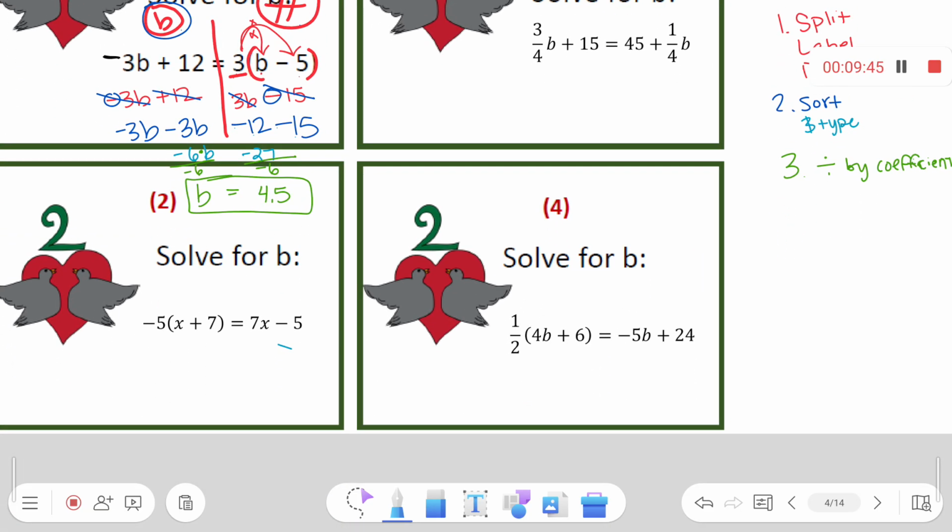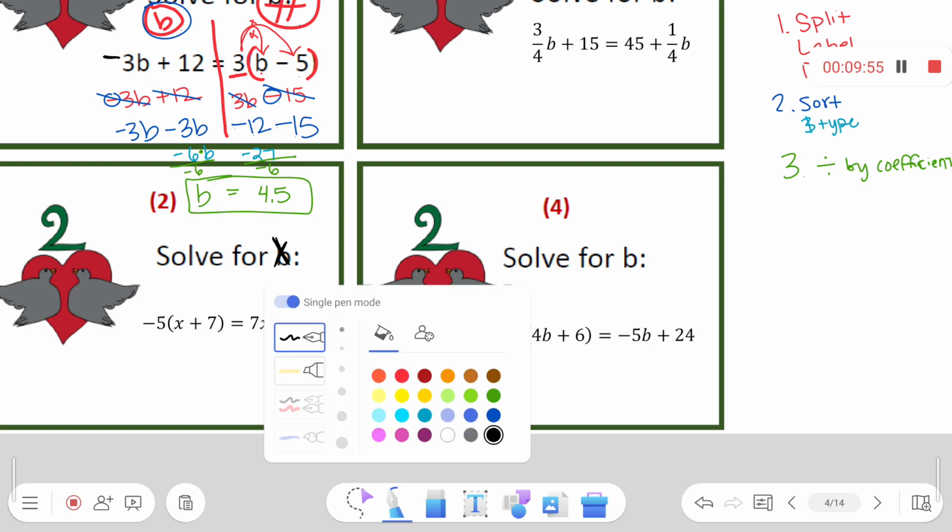Problem number 2, this says x is in the problem because I forgot to type b instead. So I'll just change this to say solve for x. Same thing, I'm just solving for the variable.